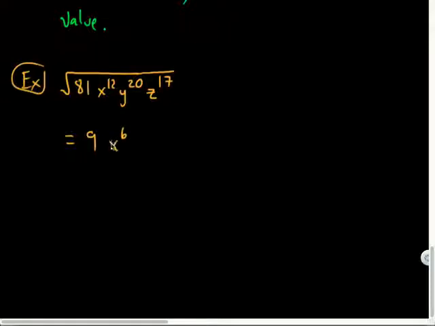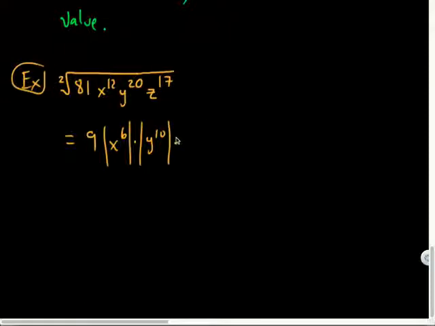Did absolute value show up according to Aaron's rule? What's the index here? It's a little invisible 2. Even, so yes, absolute value showed up. A little invisible 2, like a hobbit wearing a ring. 2 is the hobbit in the land of radicals, right? For y to the 20th, what does that become? Y to the 10th. Did absolute value show up? Yep, even.